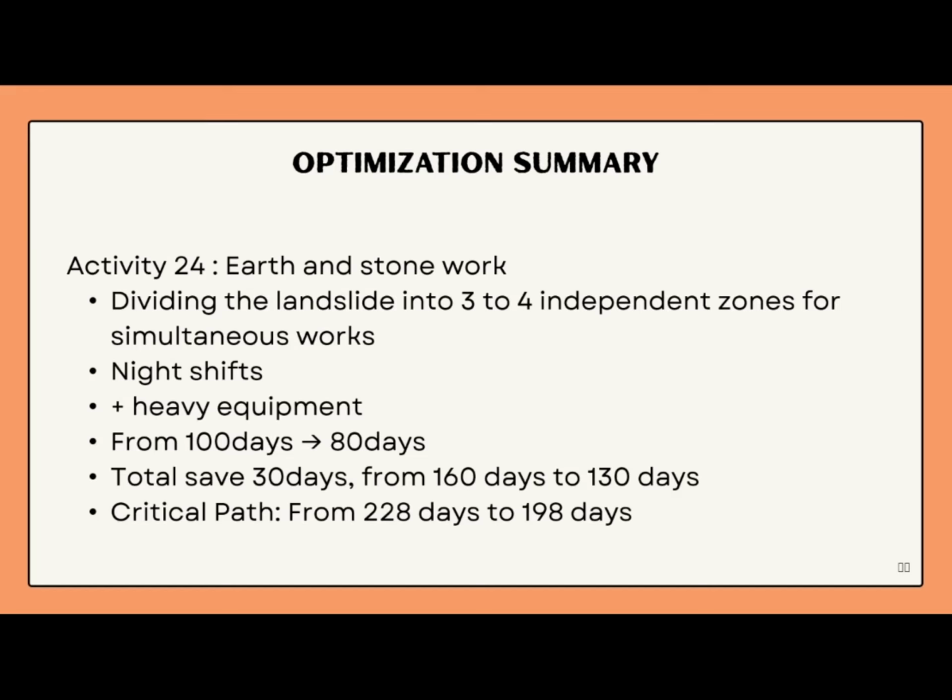And for activity 24, earth and stonework, dividing the landslide into 3 to 4 independent zones, introducing night shifts and more heavy equipment can reduce it from 100 to 80 days. Together we can shorten the 160-day segment to 130 days, compressing the entire critical path.